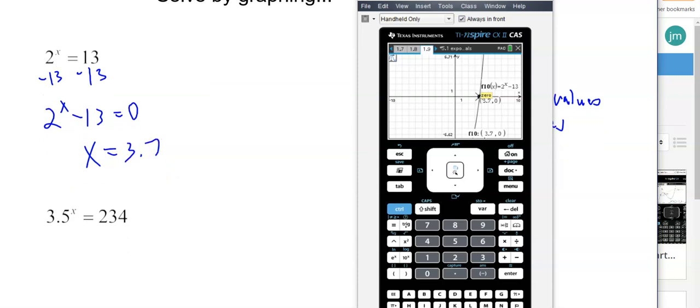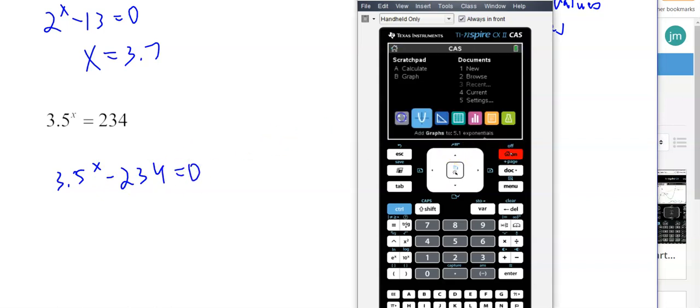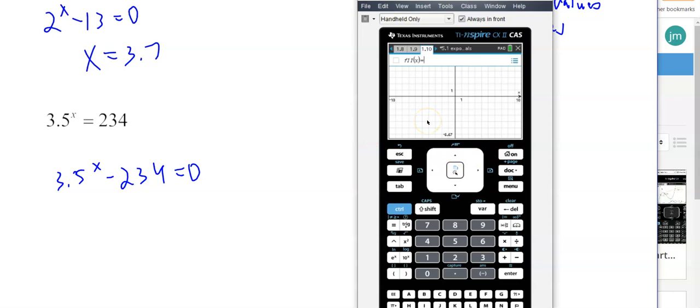If you try the next one, set it equals 0. So this would be 3.5 to the x minus 234 equals 0. So I'm going to graph that one. 3.5 to the power of x minus 234. Looks like it crosses around 4 or 5 there. Let's just see though. So menu 5.1. I think I passed it. There it is.